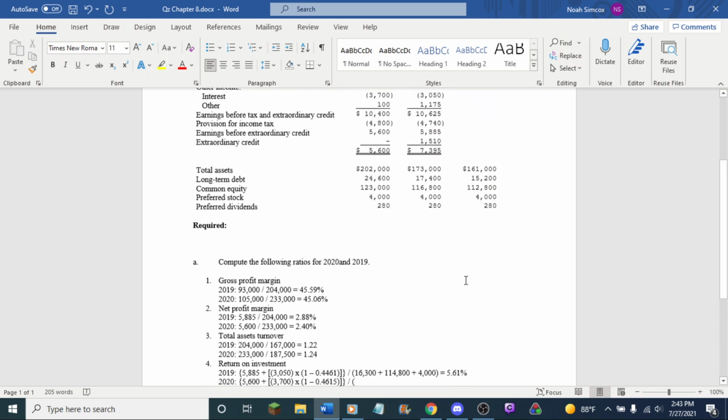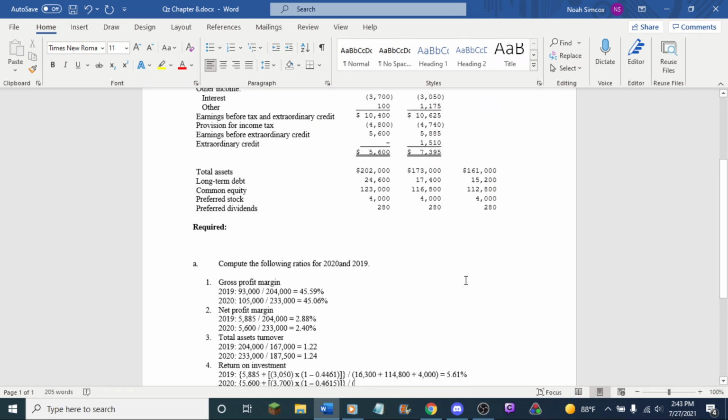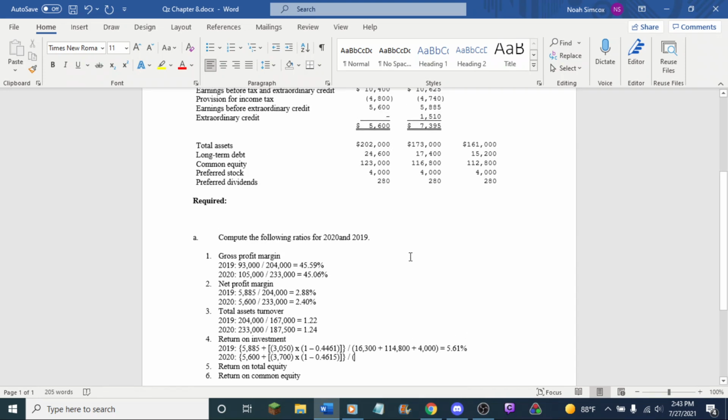Now, what was the average common equity? It was 116,800. Oh, no. We also need the long-term debt. What was the average long-term debt? 17,400 plus 24,600 divided by 2, 2,100 or 1,000.